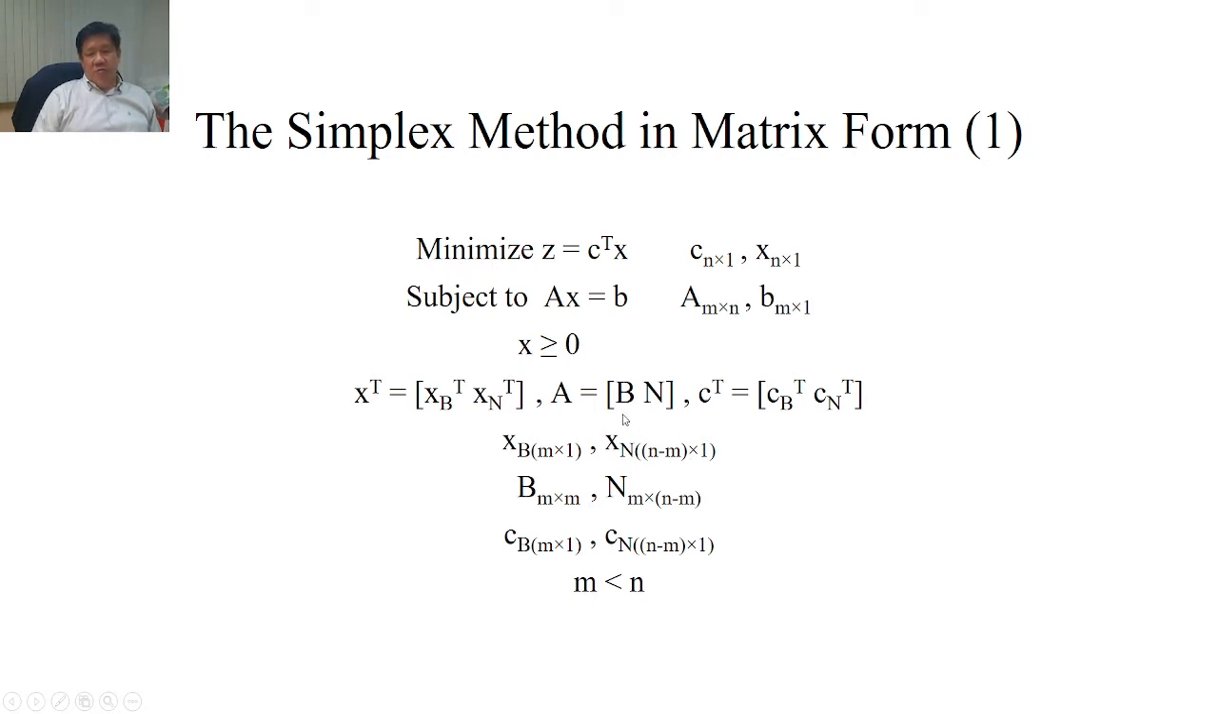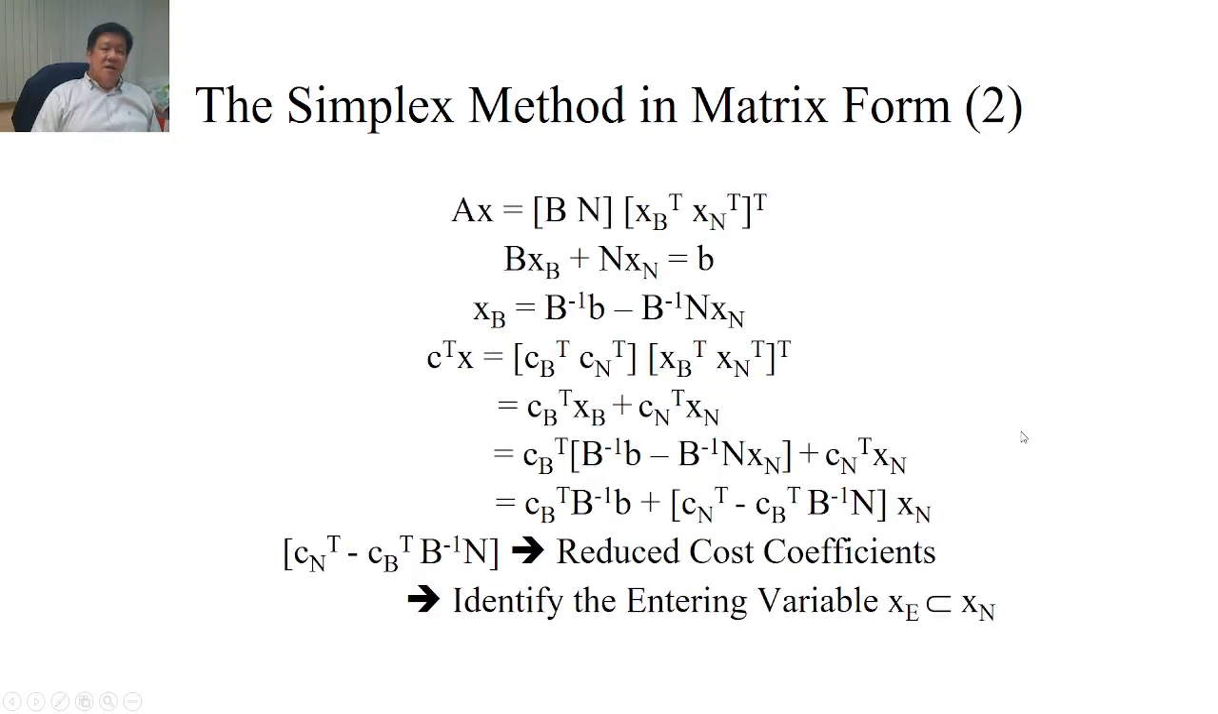This leads to the size of the B matrix as a square matrix of m by m. And we will assume that the determinant of B is not equal to 0. The remaining submatrix N certainly has the size of m by n minus m. And the sizes of c sub B and c sub N also follow x sub B and x sub N. So this is the expression of the linear programming in matrix form.